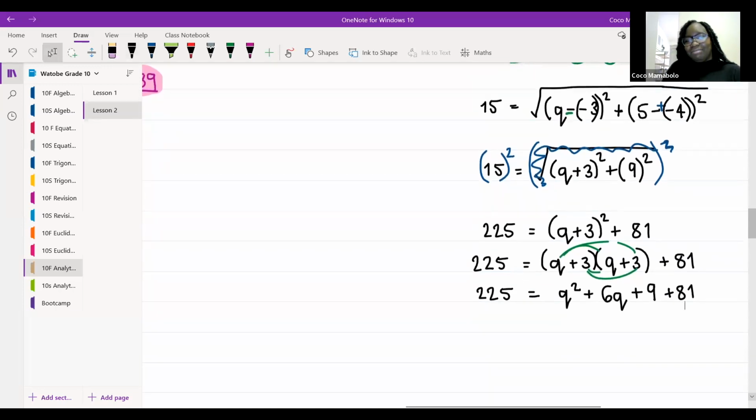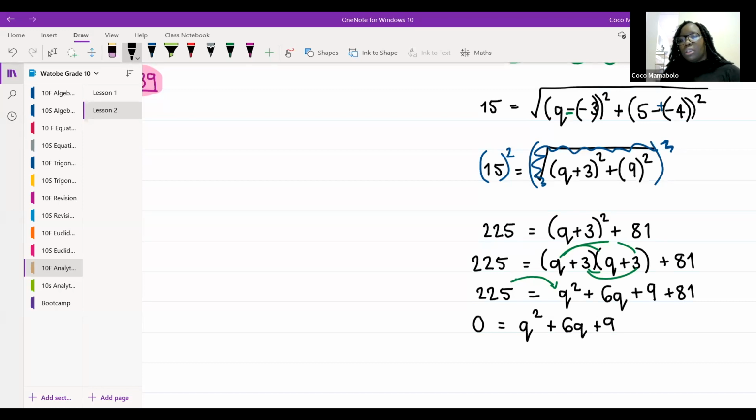Then I need everything on one side because I can see that this thing is a quadratic. It's got a q squared. So I need everything on one side. So I'm going to take my 225 over to the other side of the equal sign, and it'll become? Negative 225. Good. So I'm going to have 0 left on the side. I'll have 0 is equal to q squared plus, finish up for me. Plus 6q. Plus 70, because I just added them up, to not get myself confused.